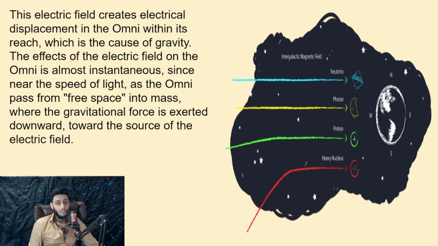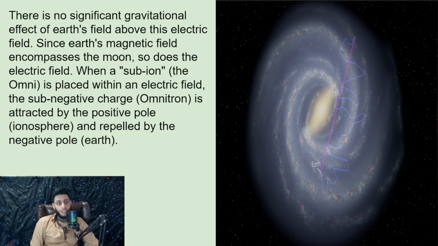This electric field creates electrical displacement in the Omni within its reach, which is the cause of gravity. The effect of the electrical field on the Omni is almost instantaneous, near the speed of light, as the Omni passes from free space into mass, where the gravitational force is exerted downward toward the source of the electrical field. There is no significant gravitational effect of Earth's field above the electric field.